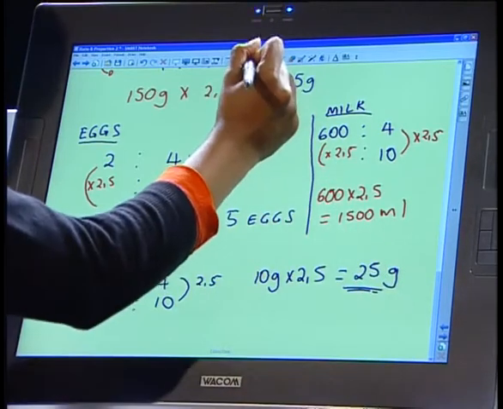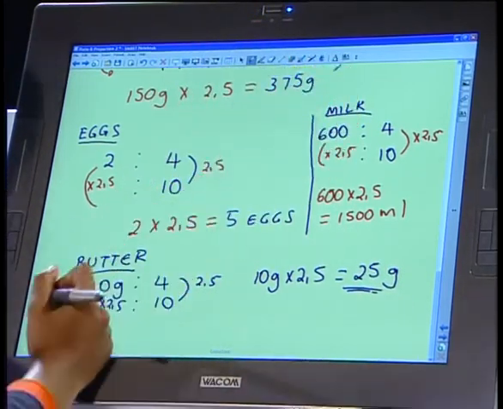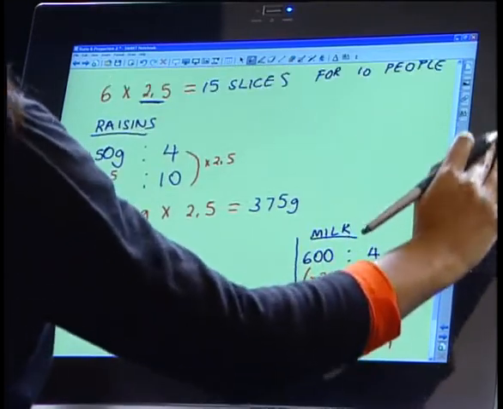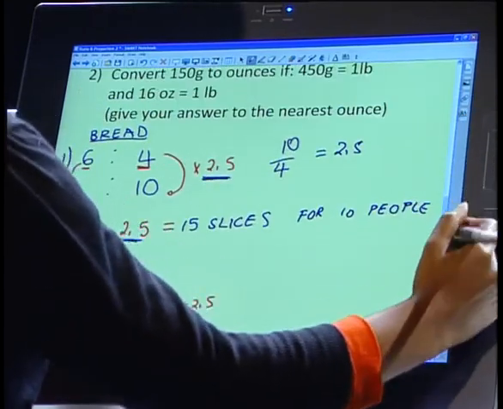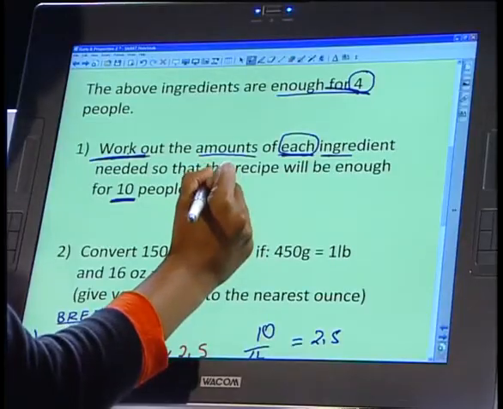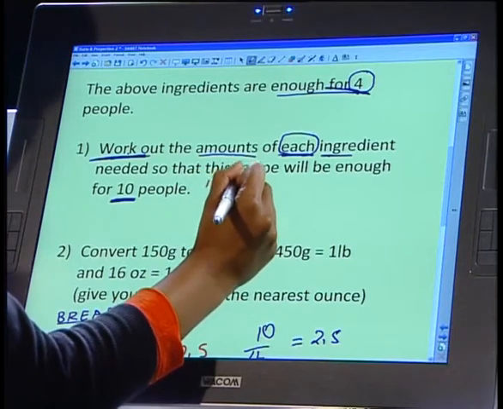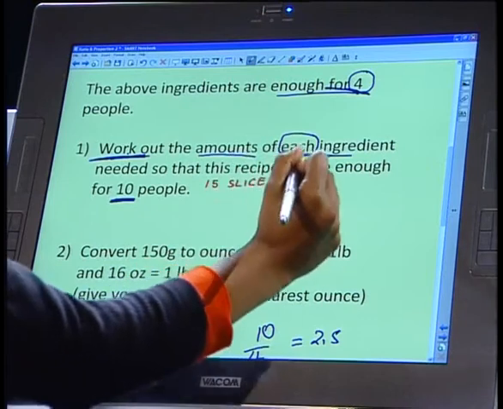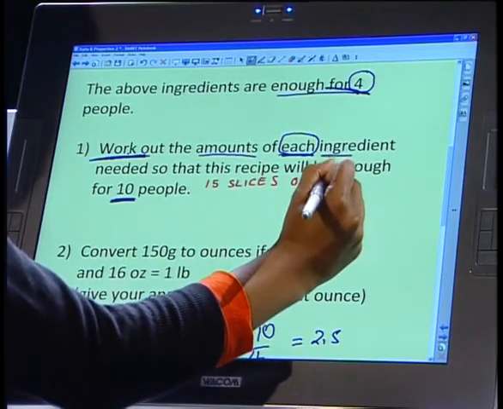So let's go through all the ingredients that we will need to make this recipe for 10 people. So when you answer the question, we're basically going to just write down the amount of all the ingredients that you will need for 10 people. We are going to need 15 slices of bread. You would obviously have to show all of your working. 15 slices of bread.